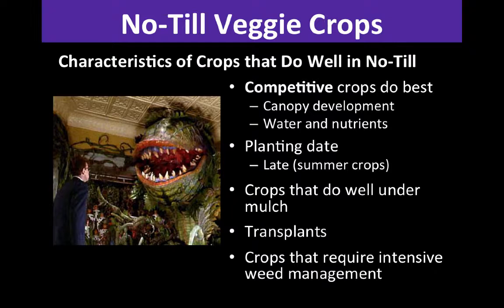The other thing that we found is it can be very difficult to plant no-till crops that have very small seeds unless you're using transplants. If you're trying to plant carrots by seed or radish by seed, it's going to be very difficult to get the seed soil contact that you need in order to make that work.